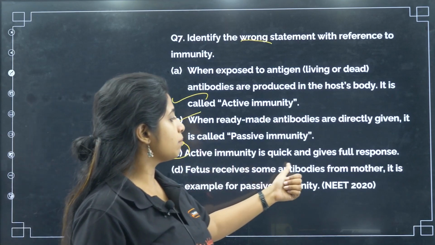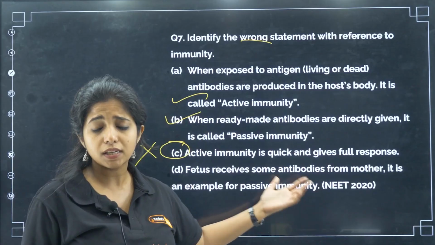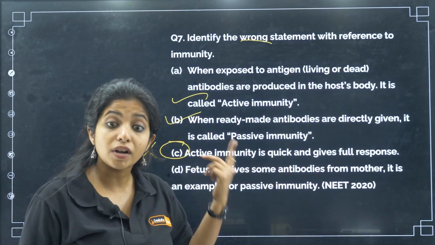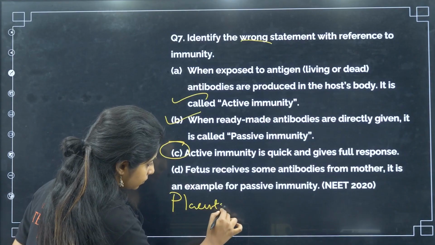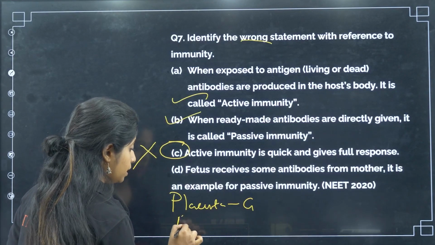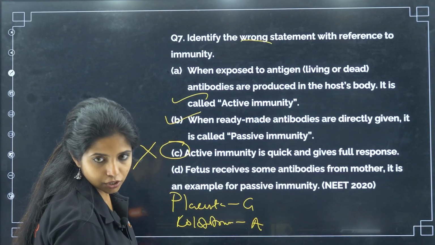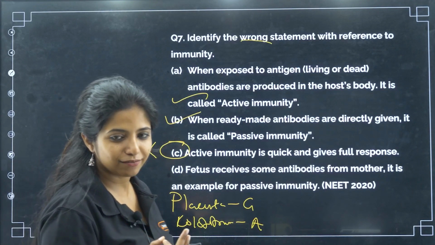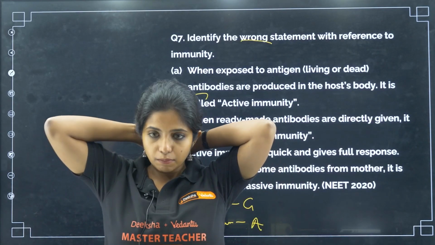Now, the fetus receives some antibodies from the mother. It is an example of passive immunity. Yes, you are getting ready-made antibodies. What are the antibodies, if you are asked? From the placenta, you are going to receive antibody G. From the mother's colostrum, my dear children, you are going to get A. So always remember A for Amma and A for the antibody that is given from the mother's milk.